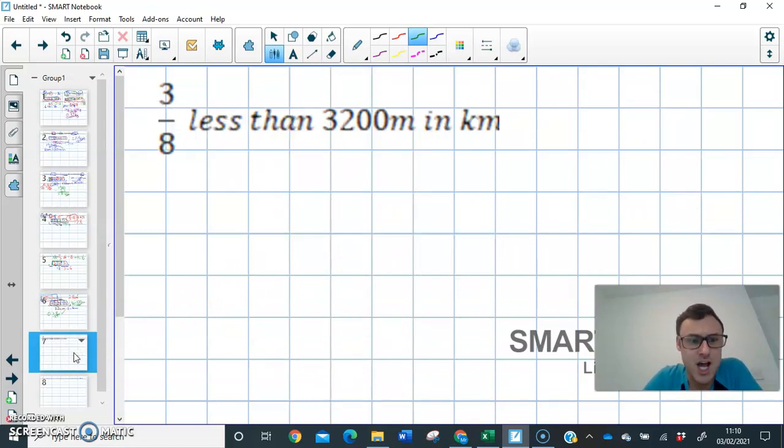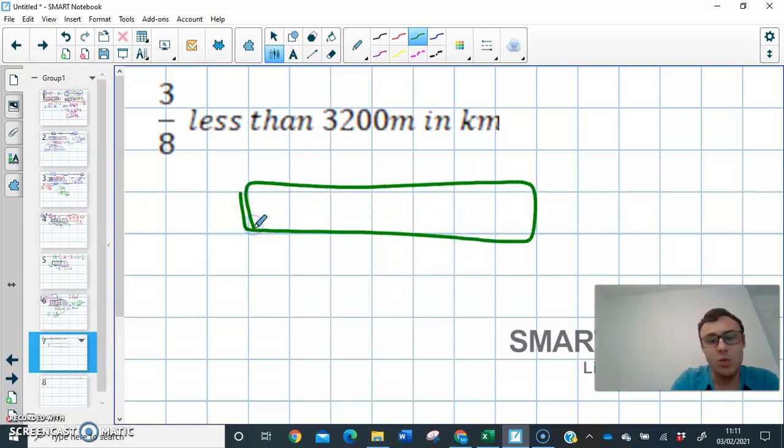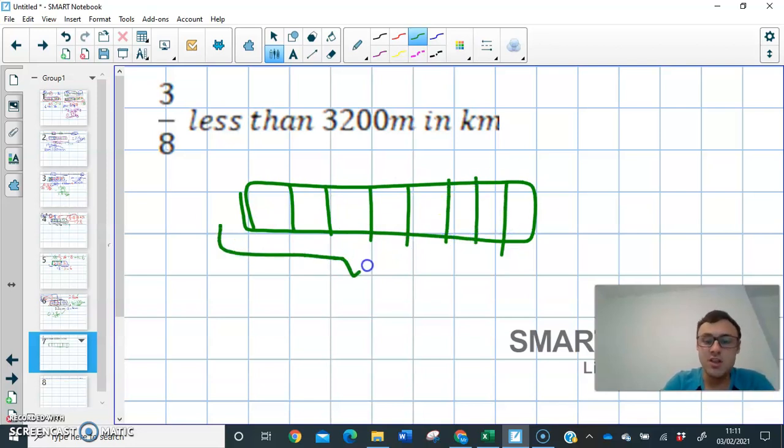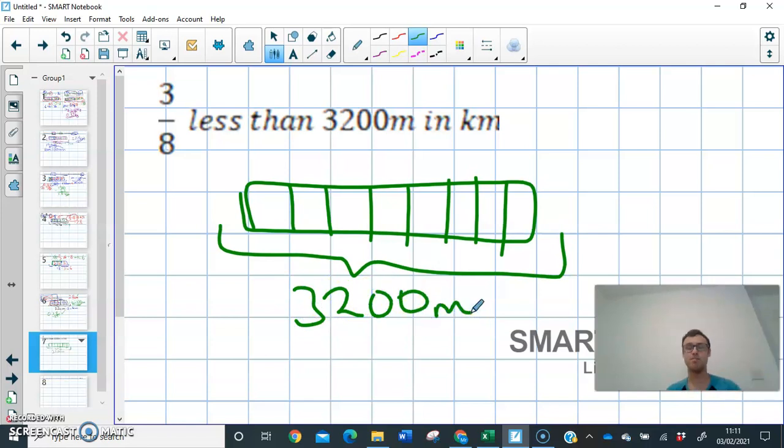Another question, very similar. 3/8 less than 3,200 metres in kilometres. So I'm going to draw my bar. I'm going to split it into 8. 1, 2, 3, 4, 5, 6, 7, 8. And we know that in this question, it's representing 3,200 metres.